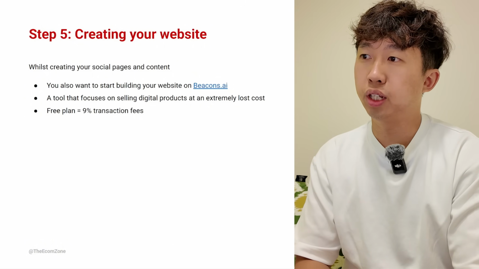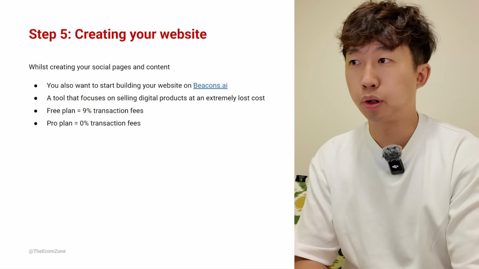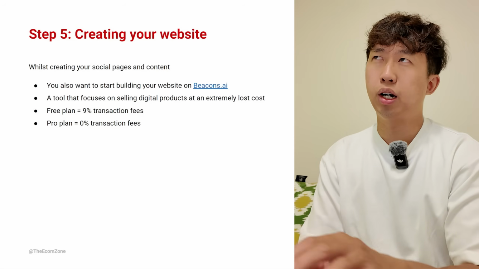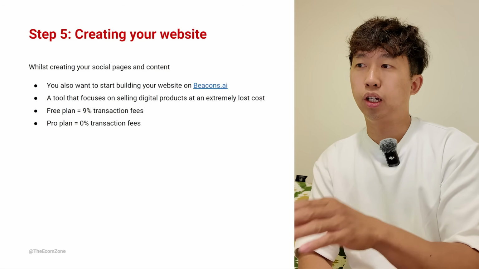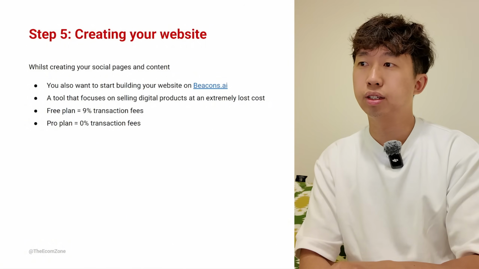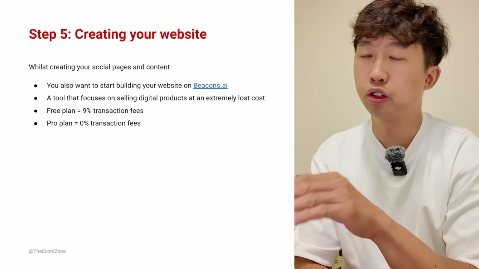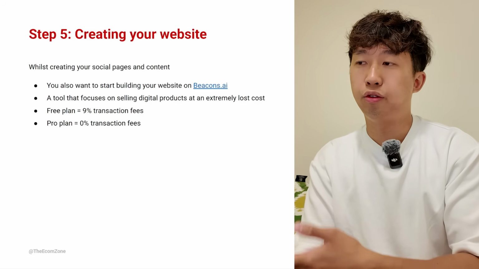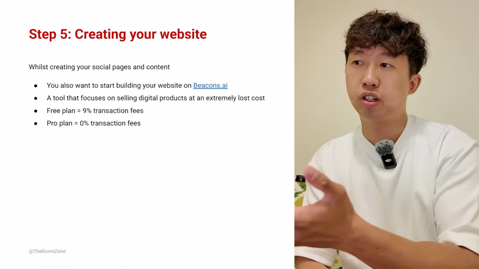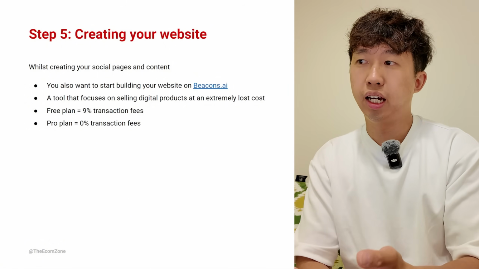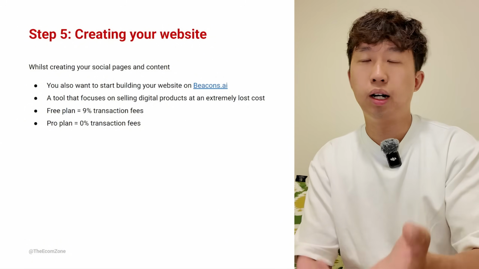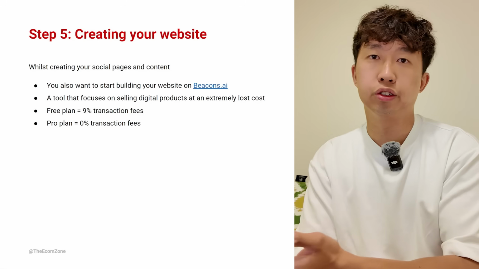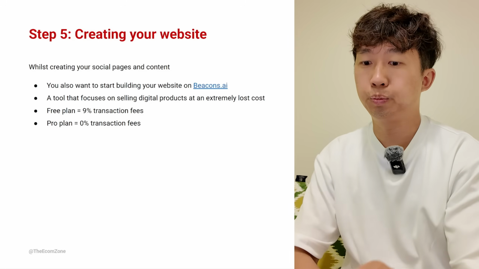Free plan equals 9% transaction fees, but a pro plan is 0% transaction fees, which is what I'm on. So it's about $25 a month, but you pay 0% transaction fees. So to work out if it's worth going to the pro plan, you need to actually make sales first. Now, if you're selling something for $100 and a 9% transaction fee is already $9 and you're selling like 3 of them, then you might as well go to the pro plan, right? Because 9 times 3 is $27, so it basically balances out.